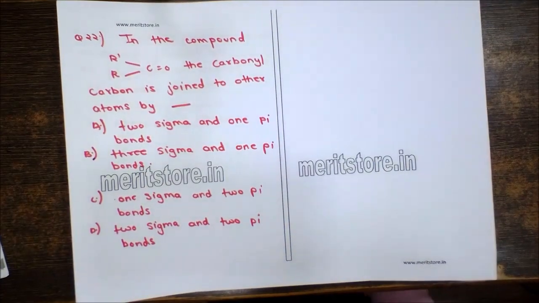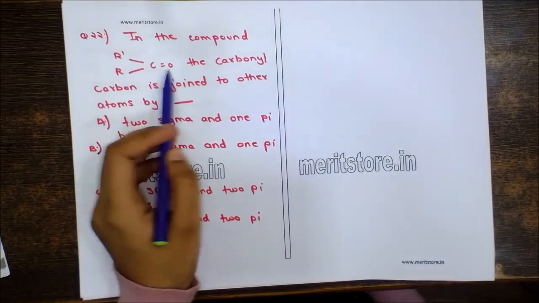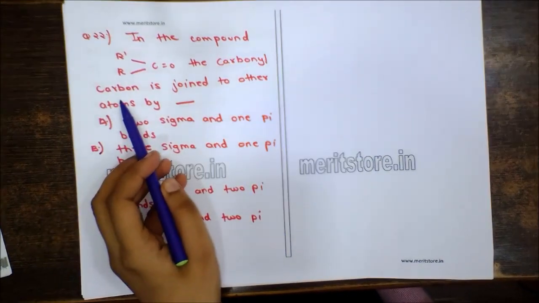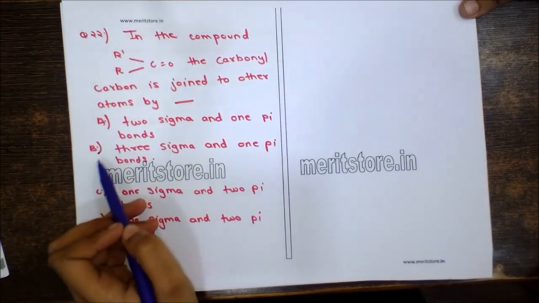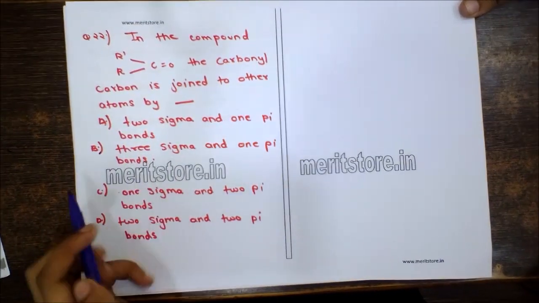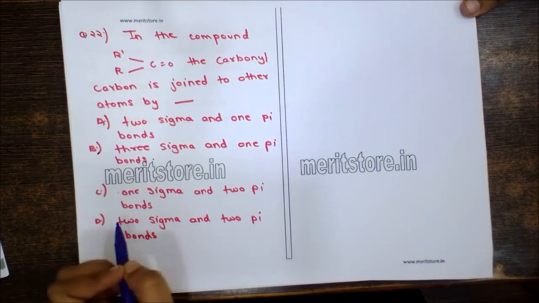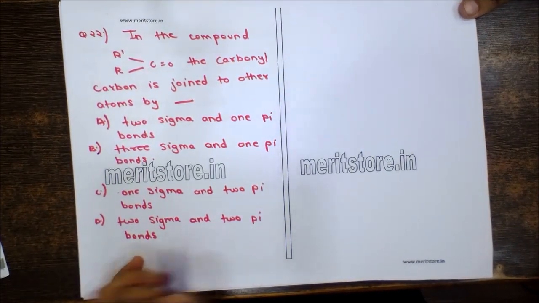22. In the compound R-RC-O, the carboxylic compound is joined to other atoms by A. 2 sigma 1 pi bond, B. 3 sigma and 1 pi bond, C. 1 sigma and 2 pi bonds, D. 2 sigma and 2 pi bonds.